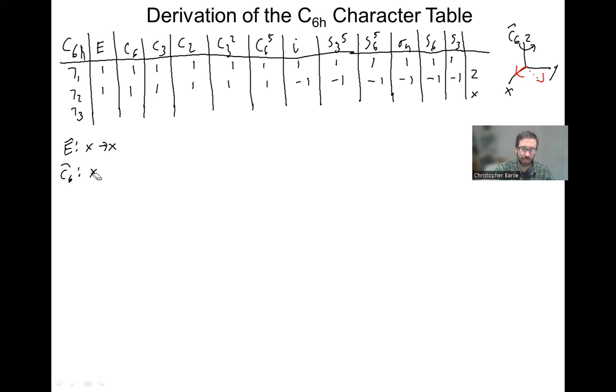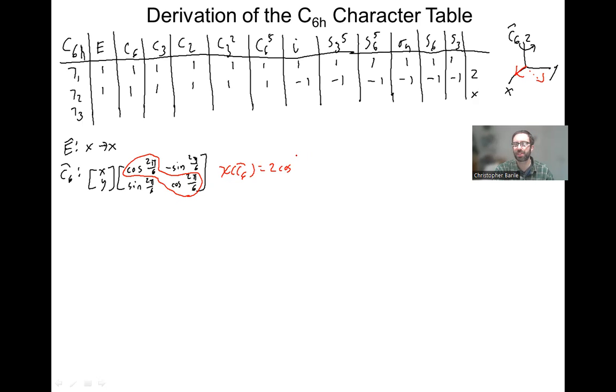How it describes it is that the matrix xy transforms as cosine 2 pi over n, where n equals 6, negative sine 2 pi over 6, sine 2 pi over 6, and cosine 2 pi over 6. To get the character, we take the trace of this matrix, and we get that chi of C6 equals 2 cosine, and I'll simplify 2 pi over 6 as pi over 3.